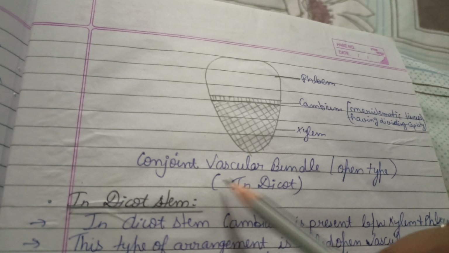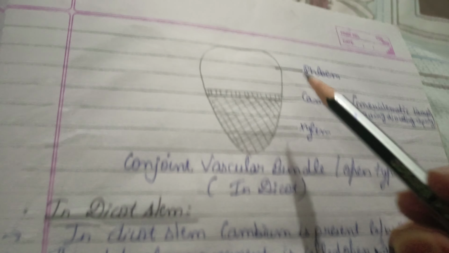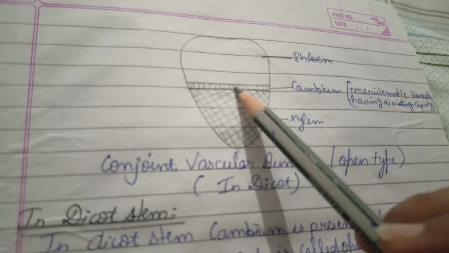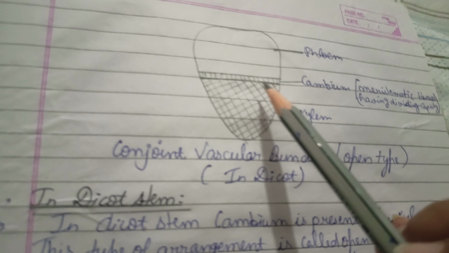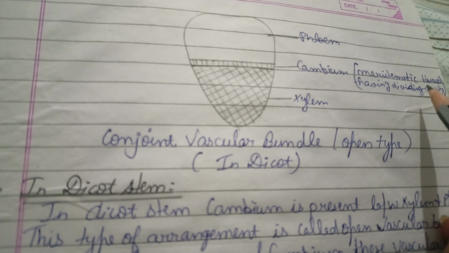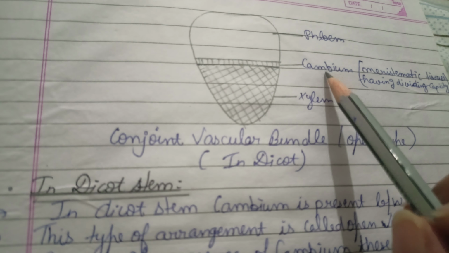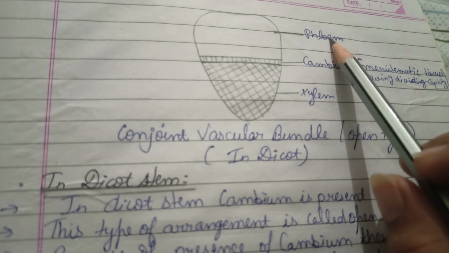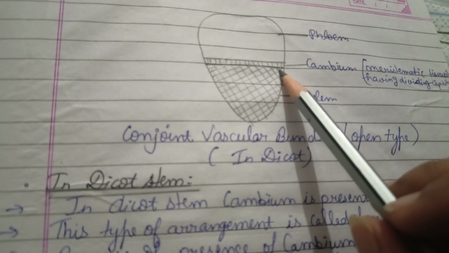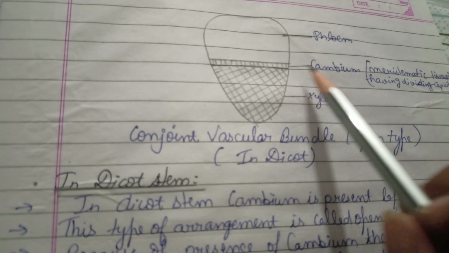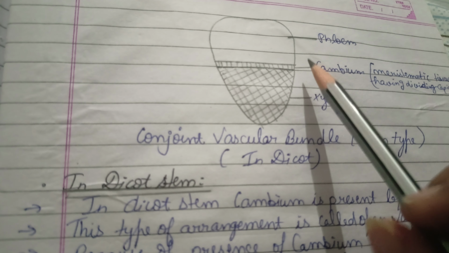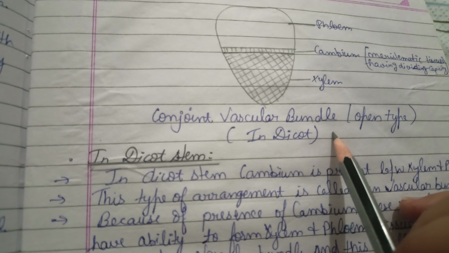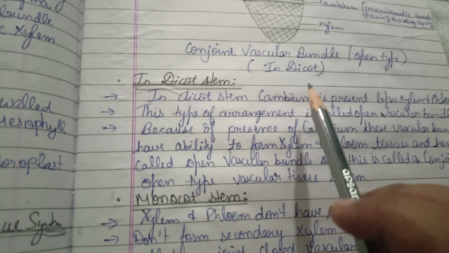Next is the conjoint vascular bundle but of the open type. Why is it called the open type? Because we can see this is phloem, this is xylem, and a strip is present between xylem and phloem. This strip is made up of meristematic tissues, which are continuously dividing tissues, called cambium. It means that if there is a need for growth, then this cambium will start forming the secondary xylem and phloem. So this is the conjoint vascular bundle but of the open type. This is found in the dicot.